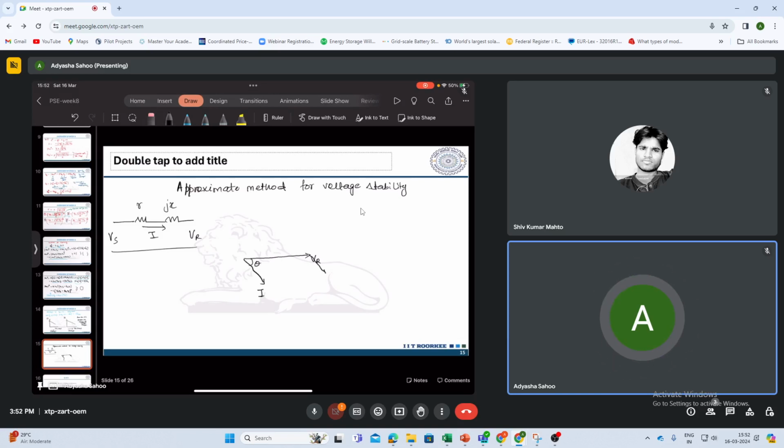So its phasor is parallel to I, but magnitude is IR. And now IX, it will be perpendicular because this J operator, it will rotate it by 90 degree. So this is your IX, and Vs is your Vr plus IR plus jIX. So their phasor sum will give me Vs, and this angle we call the delta, right? And this triangle, if you see, this is IR, this is IX. So their phasor sum will be IZ, where your Z is R plus jX, right?